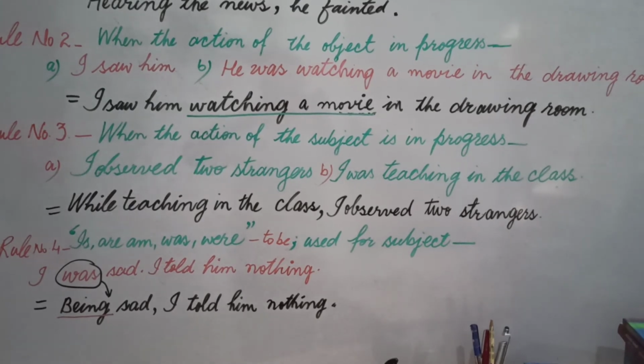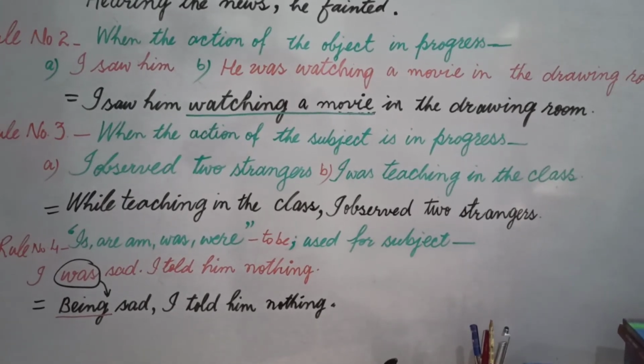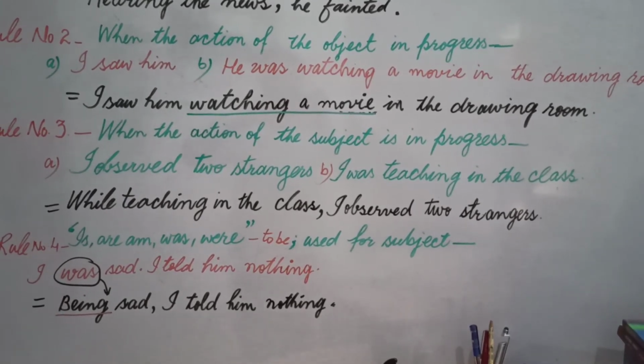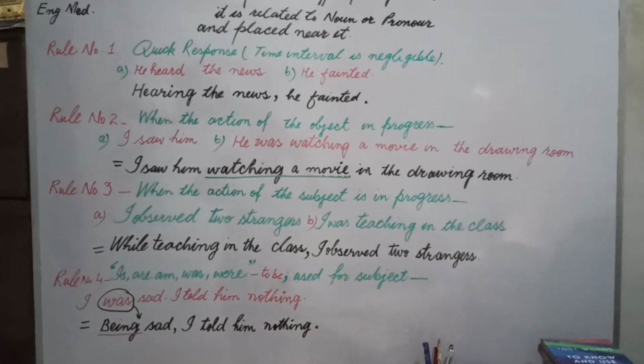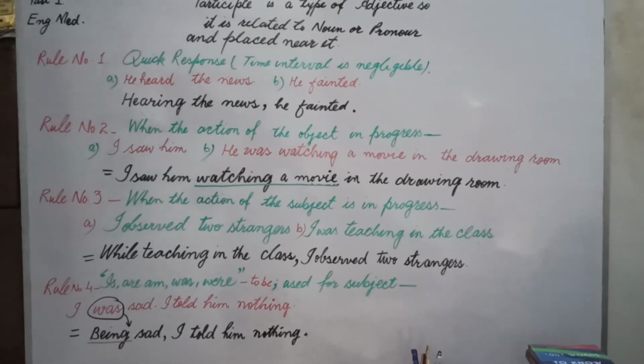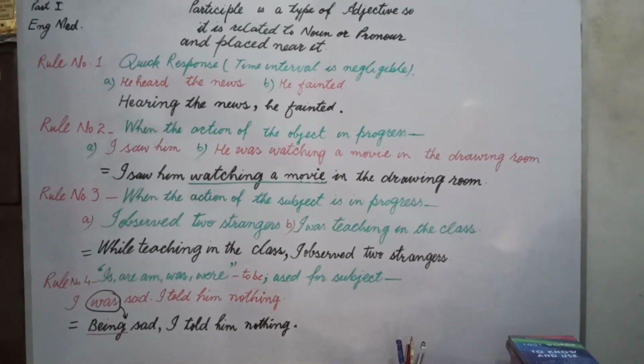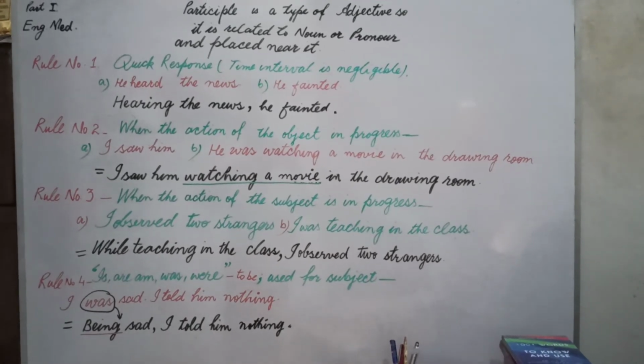We change is, are, am, was, were into being and we copy the rest of the sentence, comma, then the second sentence. Students, in this way you came to know how we combine two or more sentences by using participles.